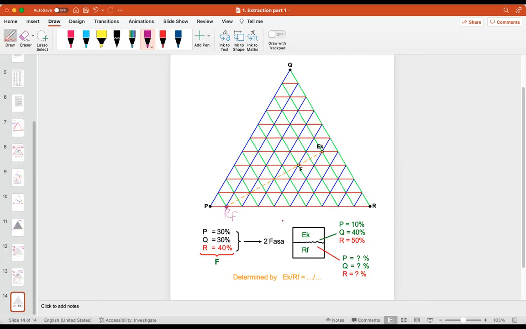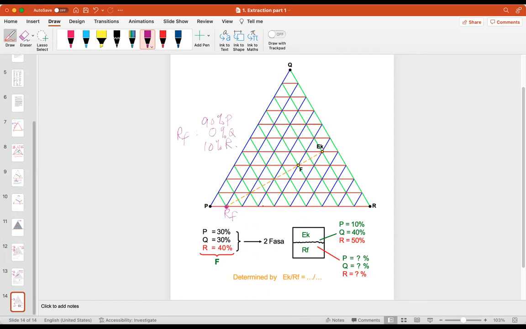And the raffinate, you can also write it here. If I read it from here, the raffinate should have P about 90%. And how about the Q? Because it is on the baseline of the Q, there's no Q. And then the R is only 10%. So this tells you the raffinate.